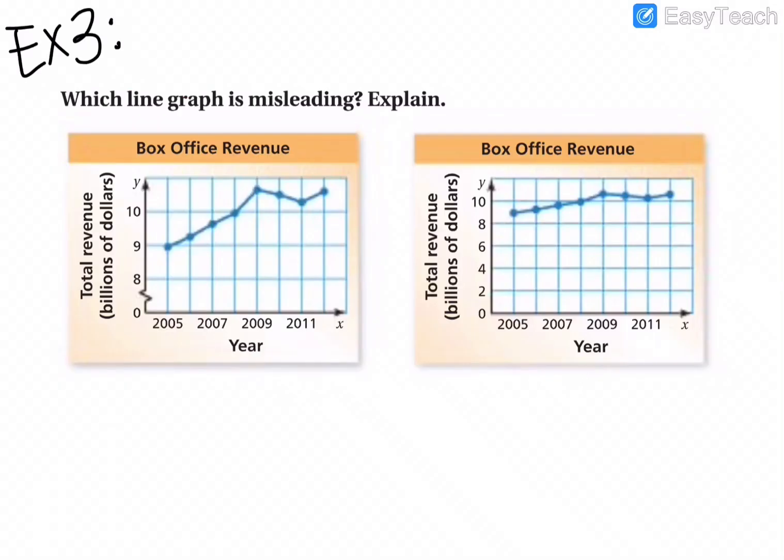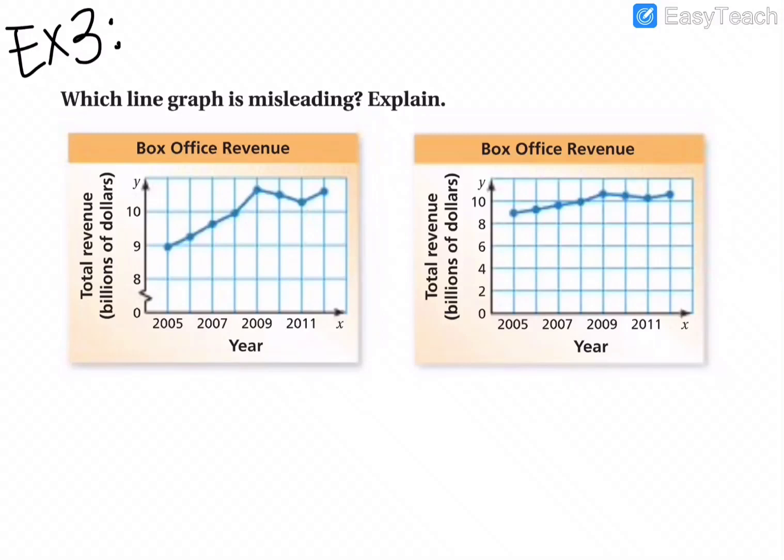Okay, so that being said, sometimes they're going to try to be misleading to get you to think things are the way that they want you to believe. For example, the box office revenue from 2005 to 2011. When you are looking at the first graph here, I should tell you that these two are the same set of data.